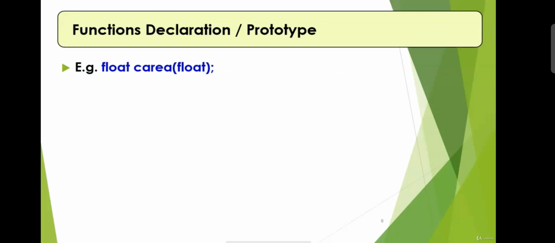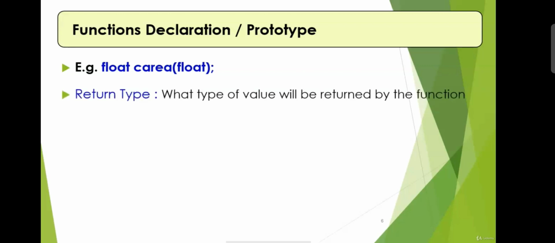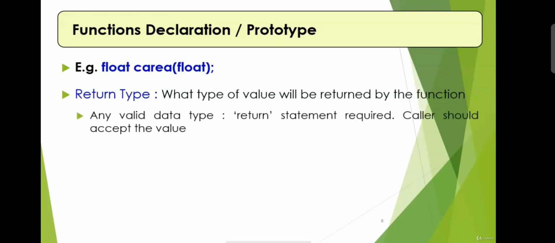Let's go ahead and discuss this function declaration in more detail. The return type tells what type of value will be returned by the function. The return type can be any valid data type in C, and if we are using a return type of some data type, then there should be a return statement and the caller should accept the return value. If the return type of the function is void, it means that this function is not returning anything.